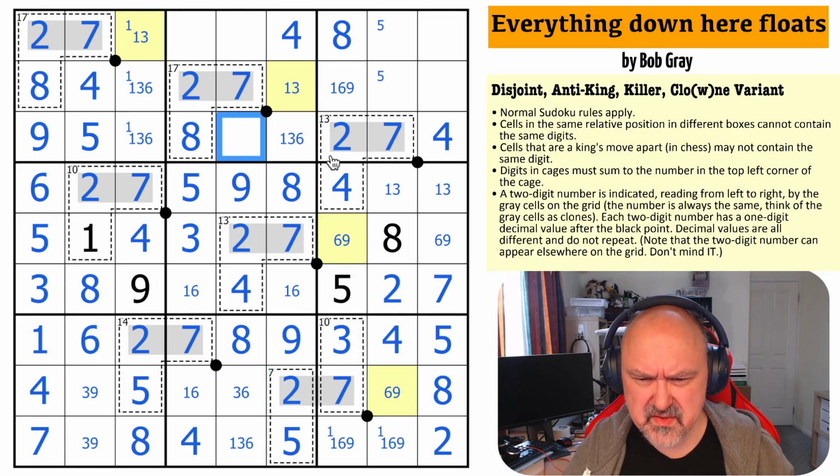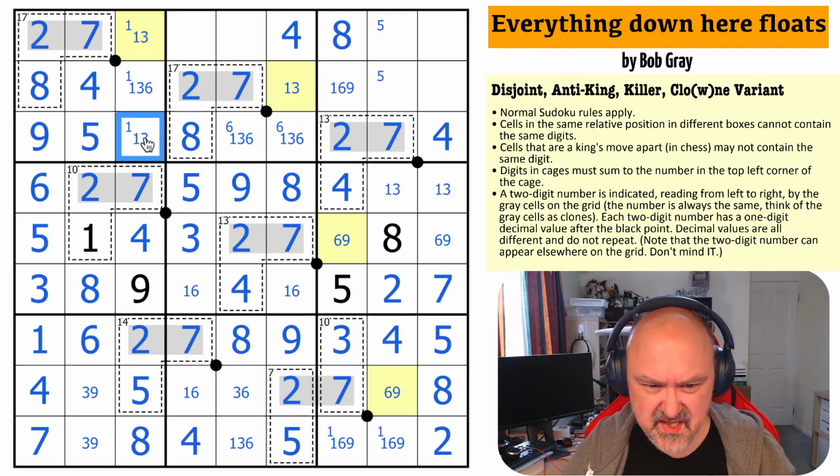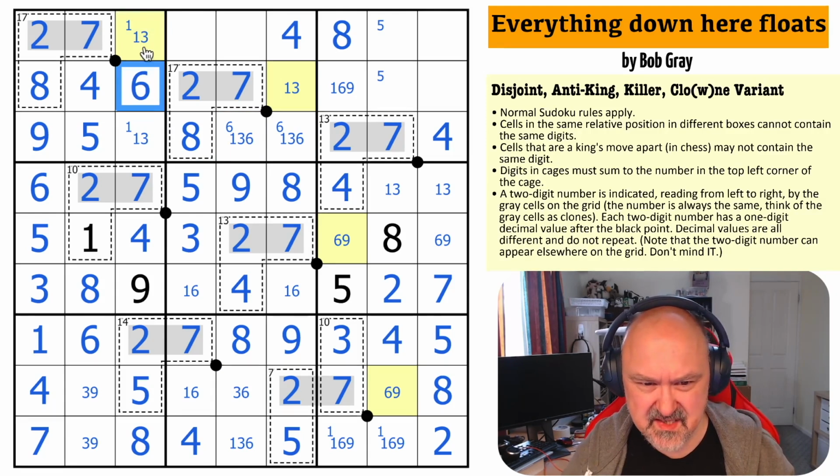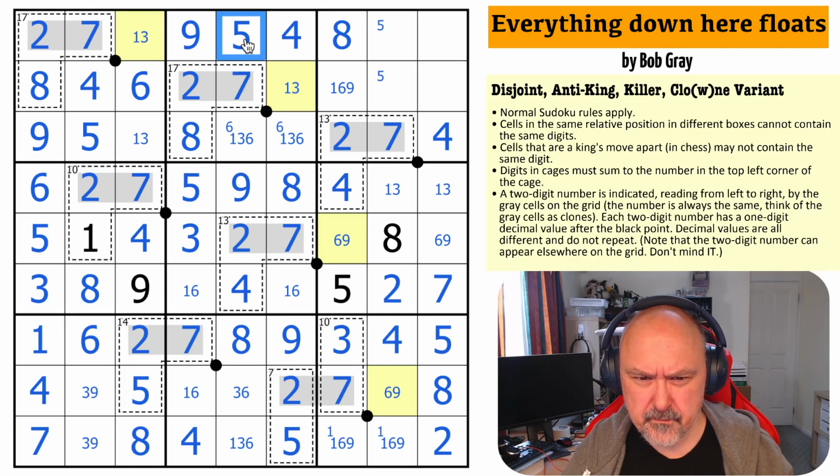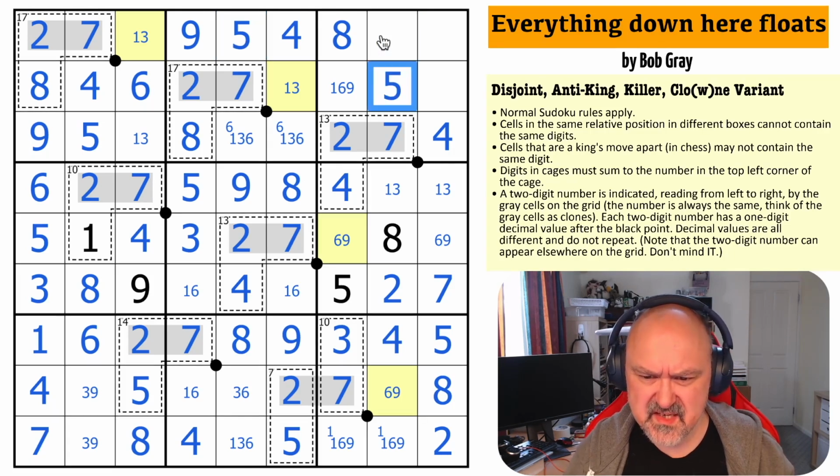So this is 1, 3, or 6. 1, 2, 3, 4, 5, 6. Yeah, 1, 3, or 6. So this is a 1, 3, 6 triple with the 6 being in there. So there's no 6 there. So this is a 1, 3 pair, meaning that's the 6. So 1, 2, 3, 4, 5. 5, 9 in here. This 5 makes this the 9 and this the 5. Means that's not 5 and this is 5.